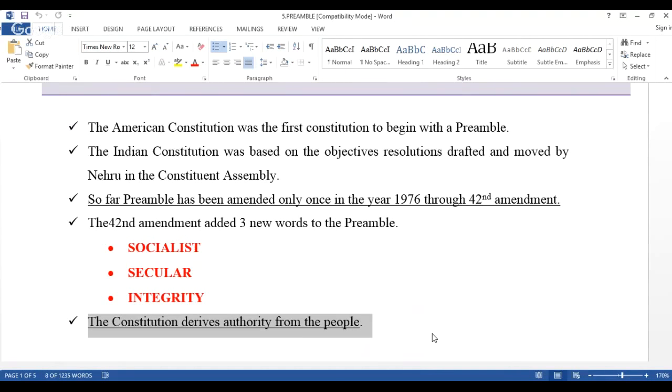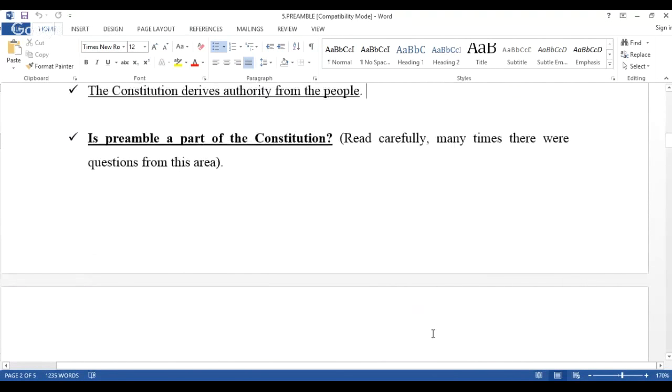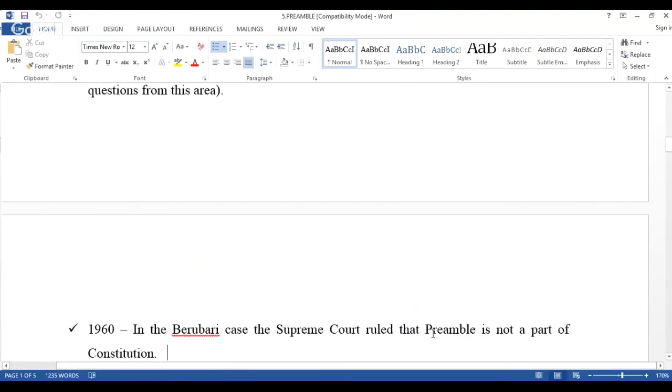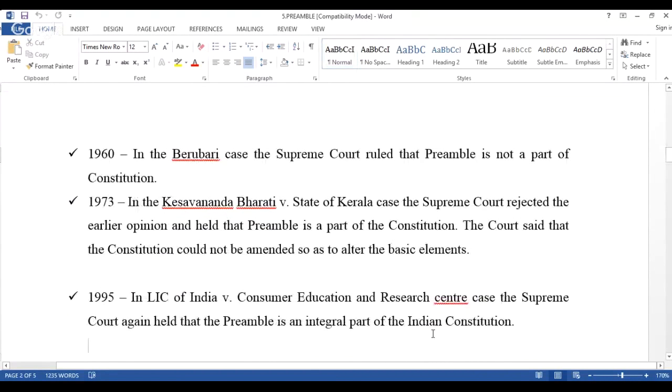Okay. So now, let's go ahead with this. Look at this. Is preamble a part of the Constitution? In the brackets, I gave like this. Read very carefully. Many times there were questions from this area. Look at this. Yes. Please look at this.